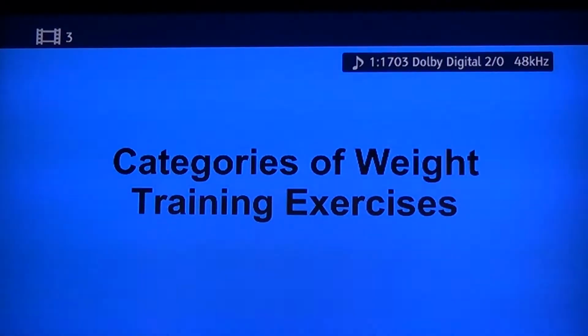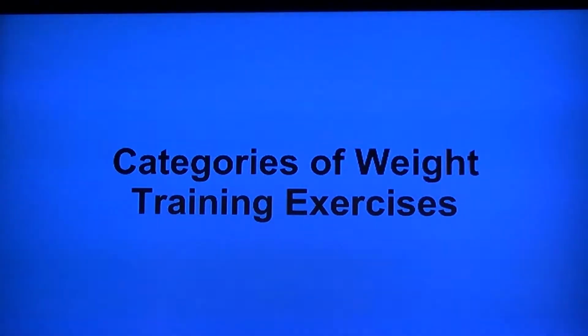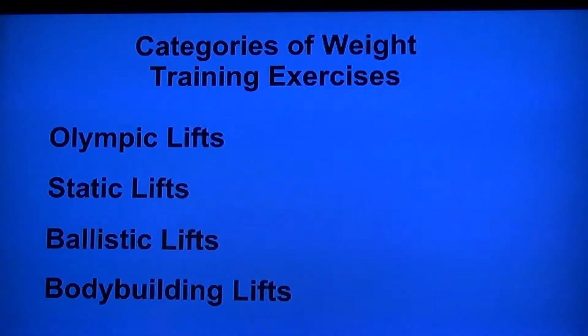Weight training exercises for sports performance can be classified into four categories. These categories are the Olympic lifts, the static lifts, the ballistic lifts, and the bodybuilding lifts.